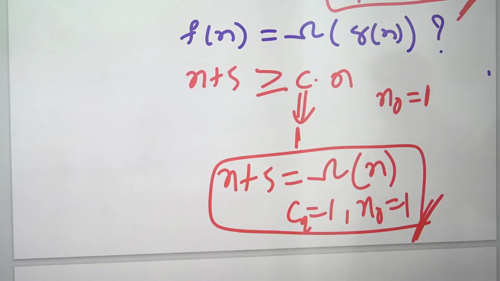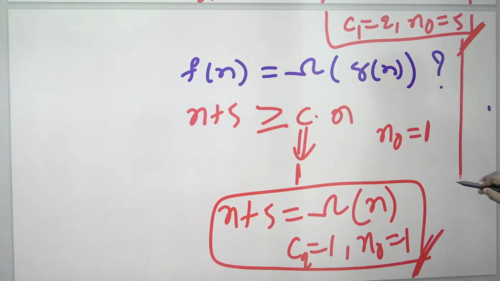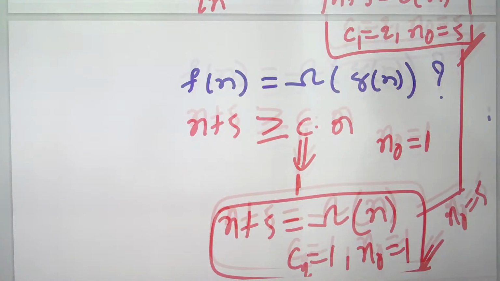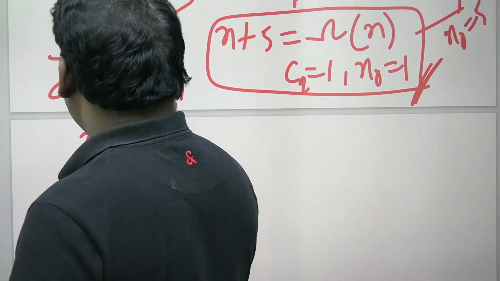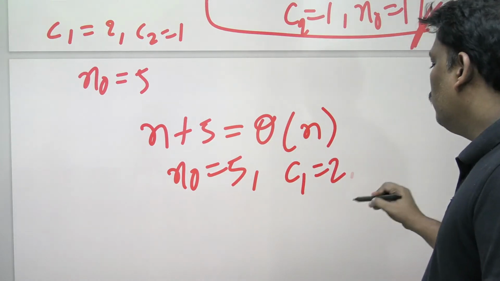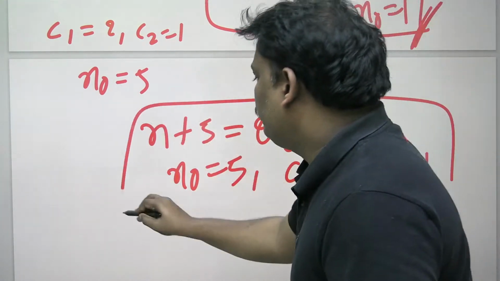Big O is possible from 5 onwards, omega is possible from 1 onwards. Both combined are possible from which value onwards? 5 onwards. For which constant big O? 2. For which constant omega? 1. So I can say, listen, both are possible, the AND operator, with constant 2 for big O and constant 1 for omega. So this is the answer.